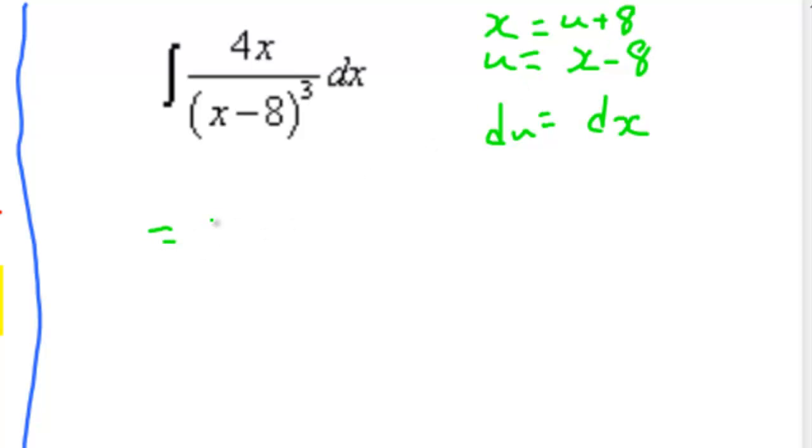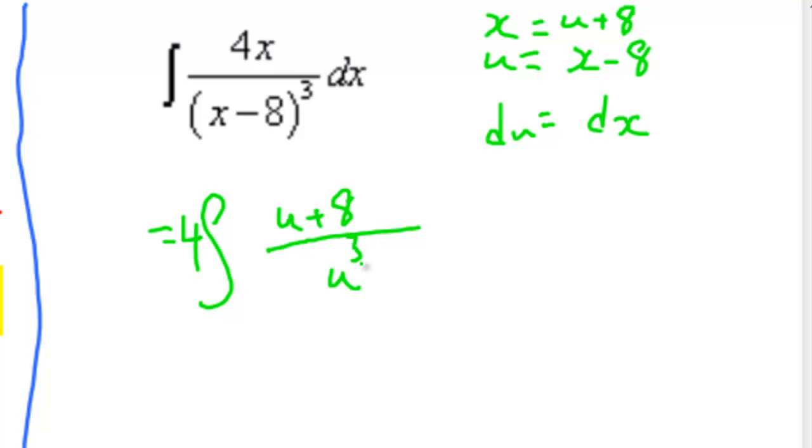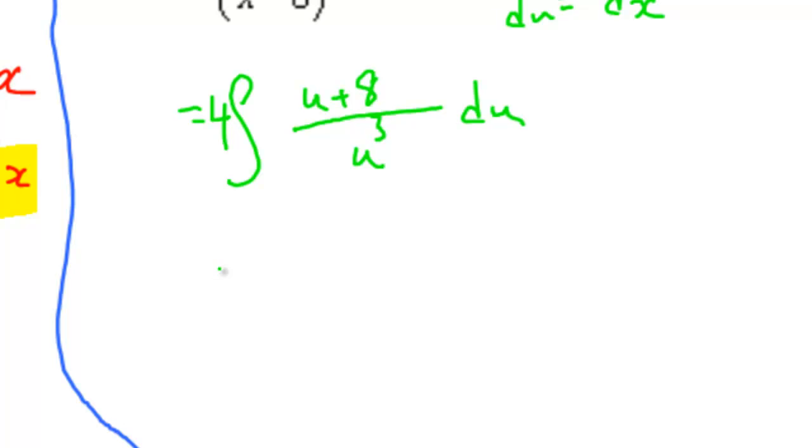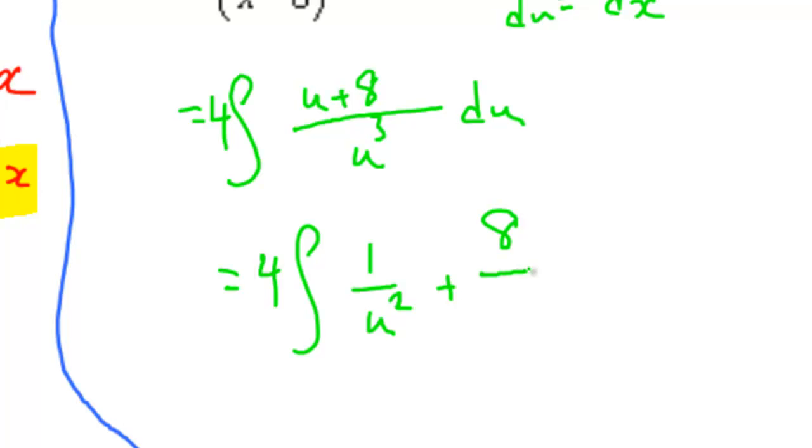Now why does that help? Well, if we make the substitution now, we'll take the 4 out. The numerator becomes u plus 8, because the 4 is outside. The denominator is u to the power of 3, and dx is du. Now we don't have a binomial in the denominator anymore, we have a monomial, which means we can write it as the integral of 1 over u squared, which is u over u cubed, plus 8 over u cubed du.